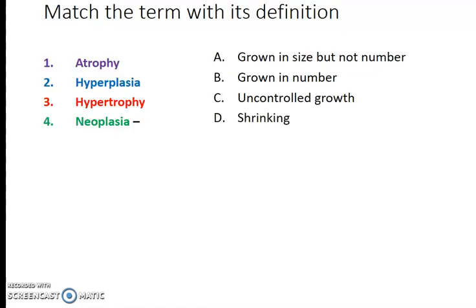Matching. Match the term with its definition. So, atrophy is shrinkage. So, that would be T. Hyperplasia and hypertrophy, which is number, which is size? Plasia is number, trophy size. And lastly, neoplasia, that would be C. So again, I'm asking you one of these on the test.